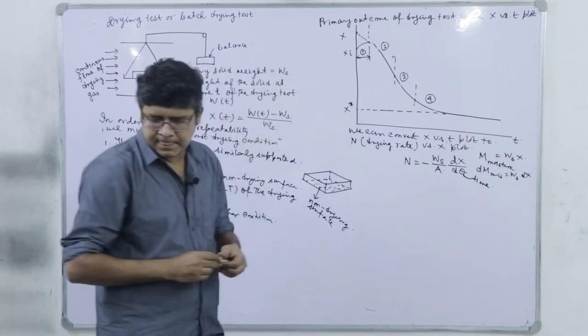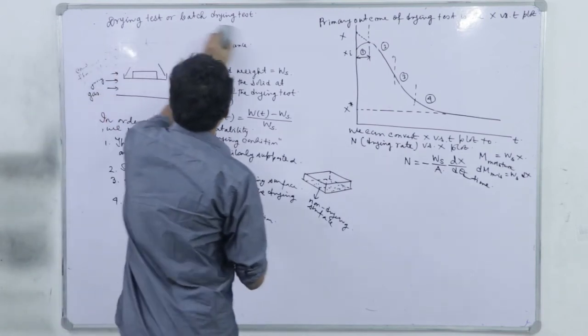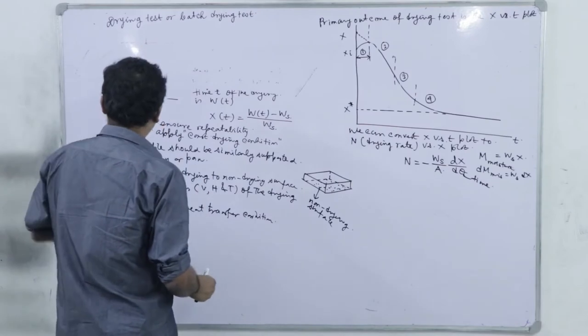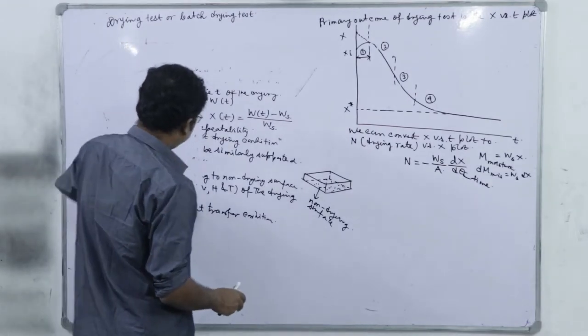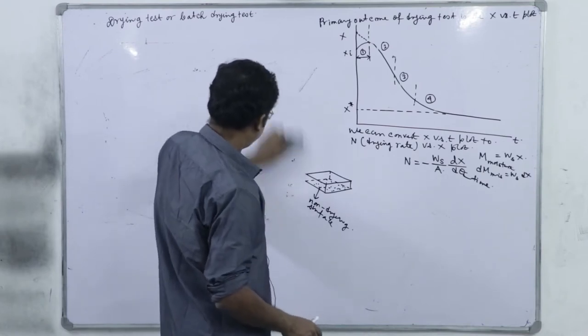So, the N versus X plot is to be generated, and let us discuss how the curve looks like.